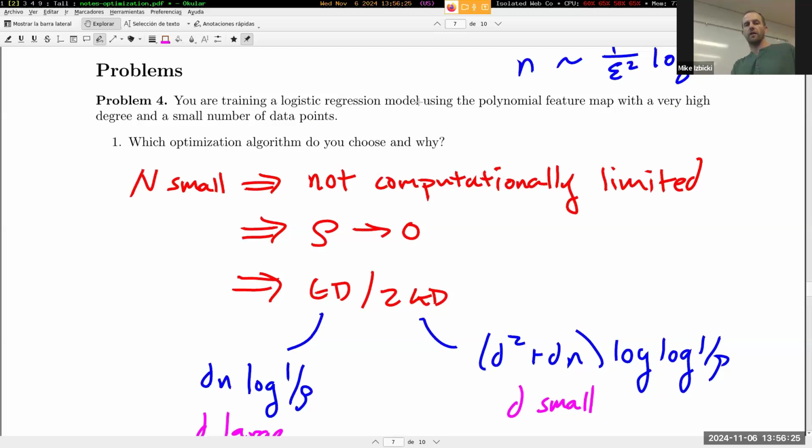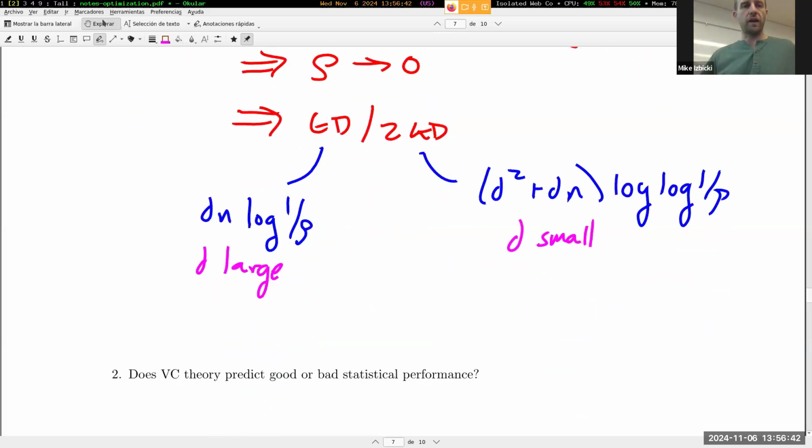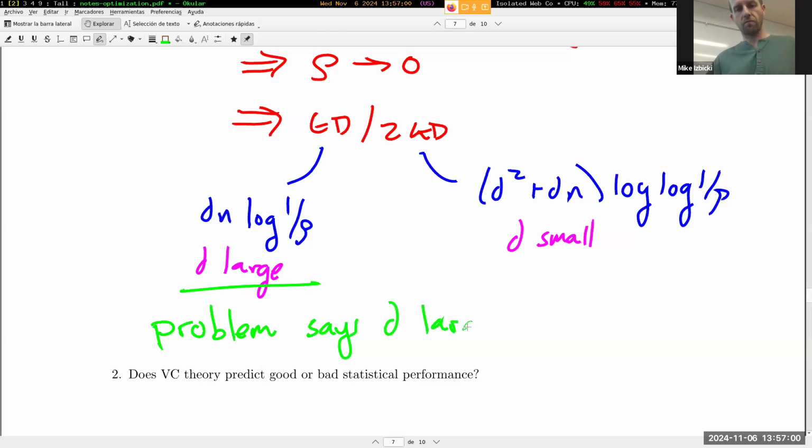But up here in the prompt for the problem, I'm specifically saying that the feature map is a high degree, which means that our dimension coming out of that is going to be significantly higher than that. So we are definitely in the high degree range over here. The problem says D is large, so use this. That's what I'll write. Use 1GD.